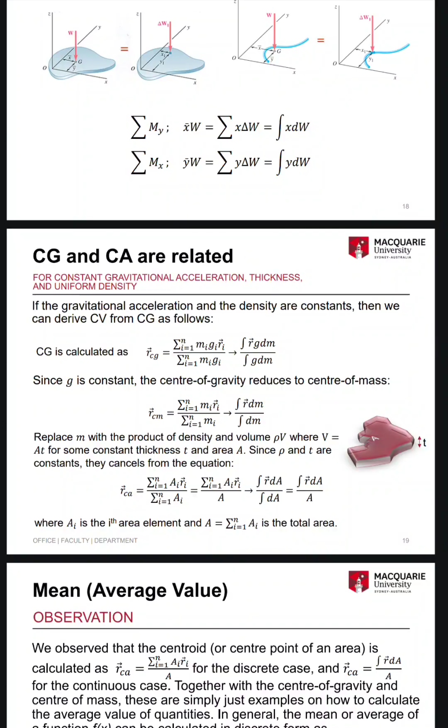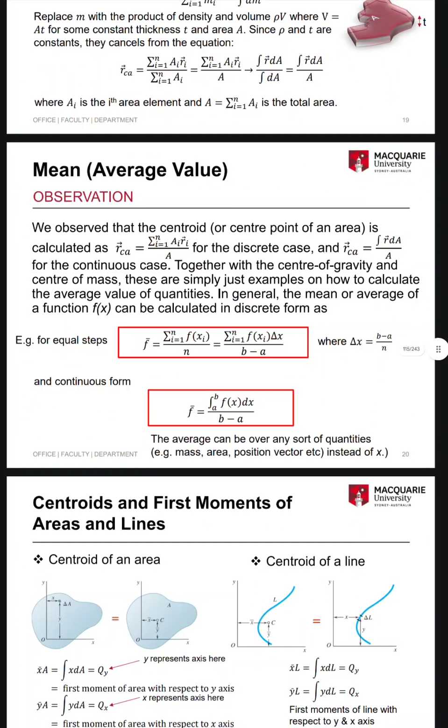Replace m with the product of density and volume, rho V, where V equals A t for some constant thickness t and area A. Since rho and t are constants, they cancel from the equation. R c equals the sum from i equals 1 to n of Ai ri divided by the sum of Ai, equals the sum of Ai ri by A. In the continuous case, the integration of r dA by A, where dA is the ith area element and A equals the sum of Ai, the total area.